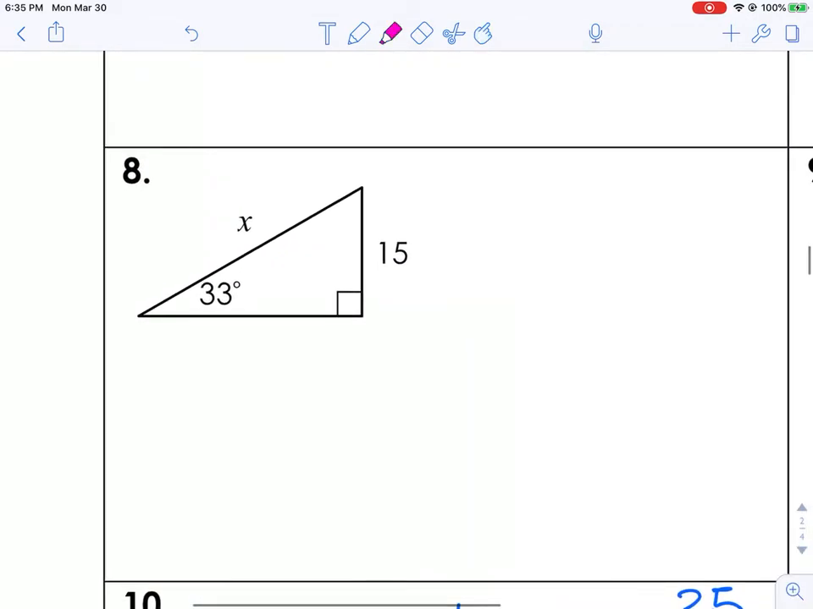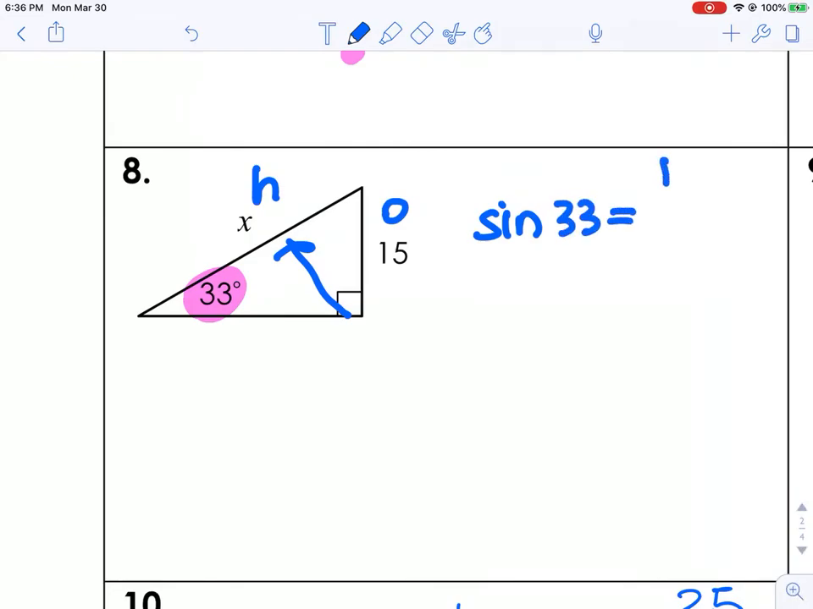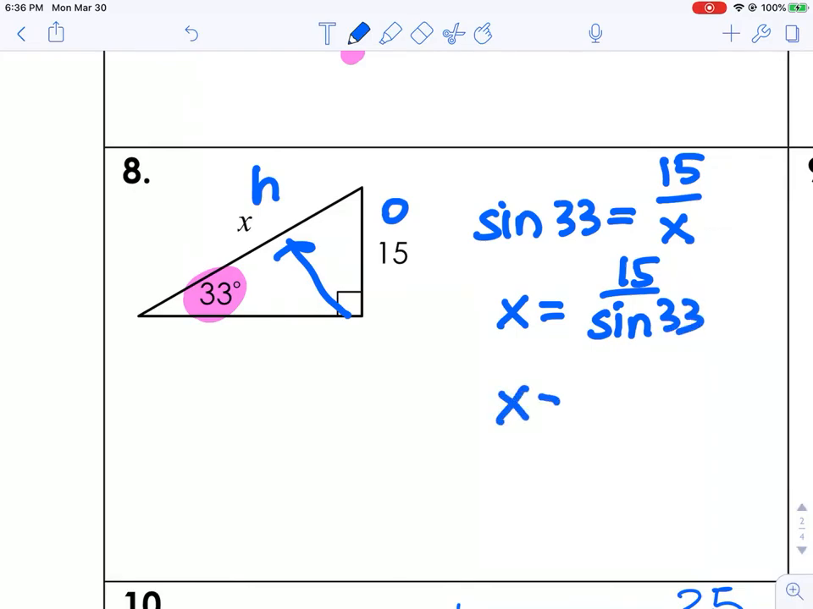Looking at the next example, highlight, mark, and this is the sine function, opposite over hypotenuse. This time we're in the denominator, so we divide. So putting that in the calculator, we get 27.5.